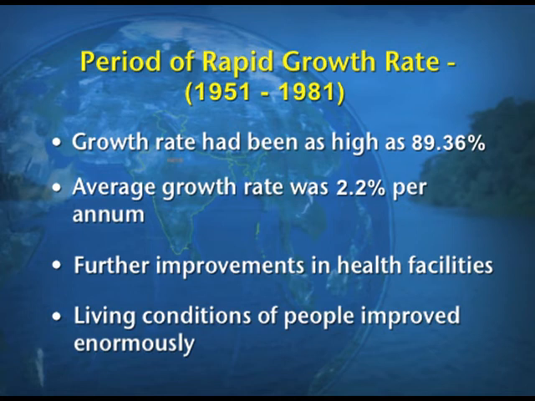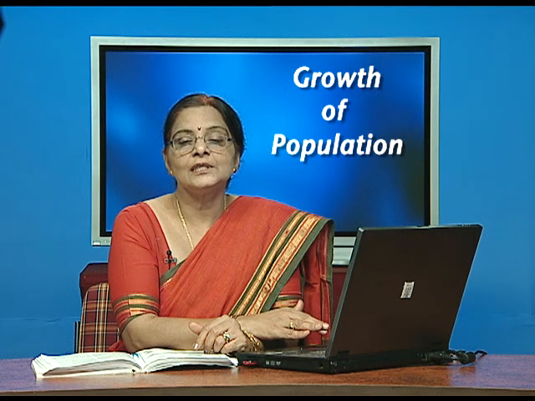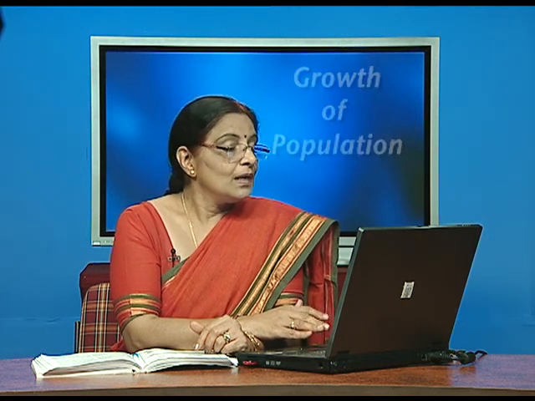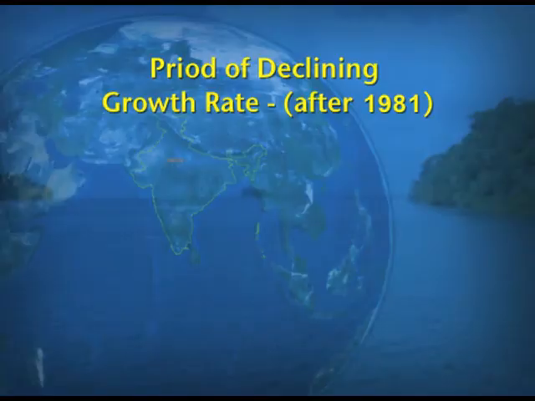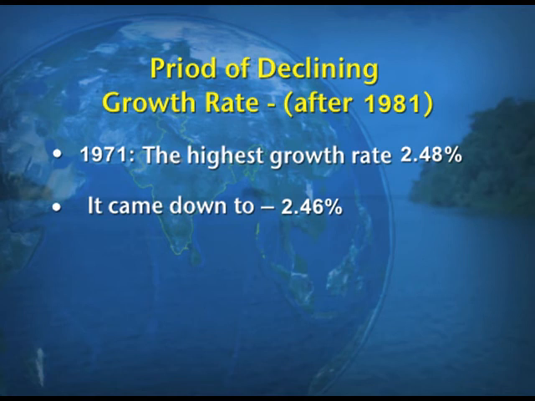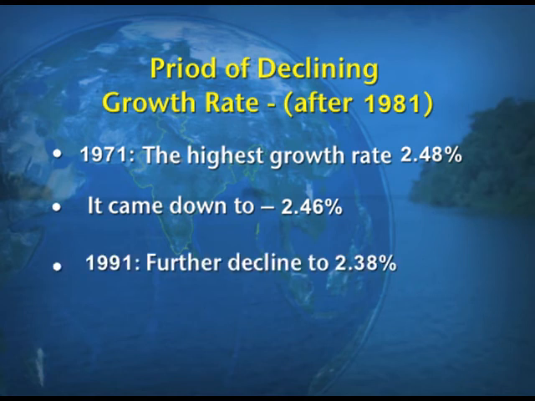And then the last phase is the period of the declining growth rate, which is after 1981. So, in this period you can just see that in 1971 the highest growth rate was 2.48%, which declined to 2.46 in 1981, and there was a further decline in 1991 with 2.38%, and in 2001 there was little decline again, that is 2.15.